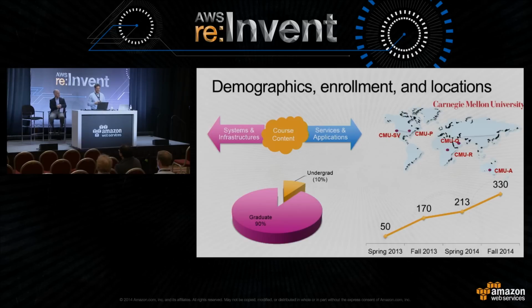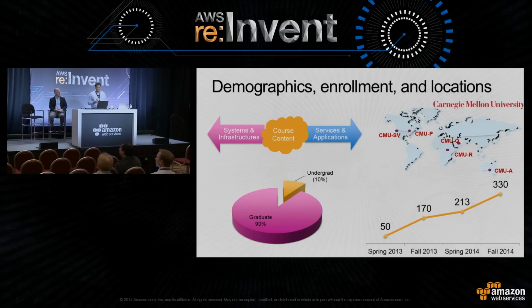About 90% of our students are master's students, 10% of them are undergraduate students, and they come primarily from Carnegie Mellon's Pittsburgh campus. We have a significant number at Carnegie Mellon's Silicon Valley campus, as well as Carnegie Mellon Adelaide campus, and we've had students from Rwanda, as well as the Qatar campuses.